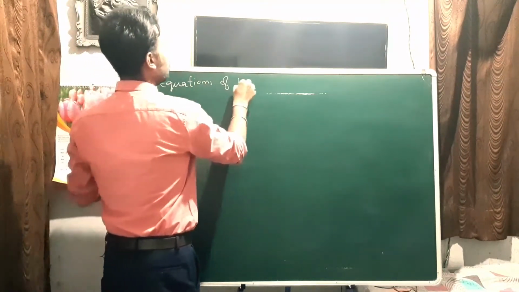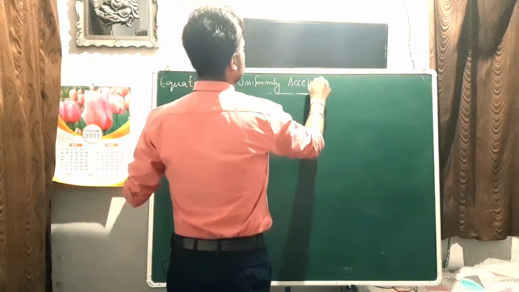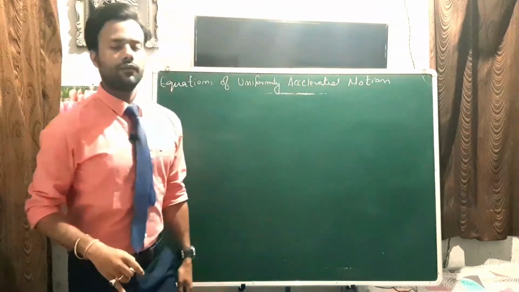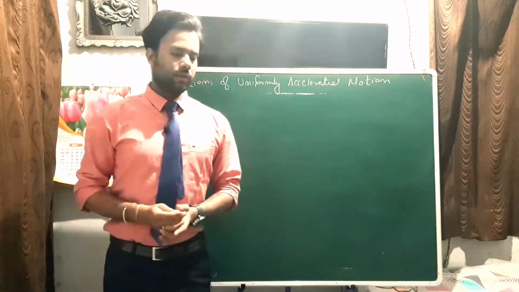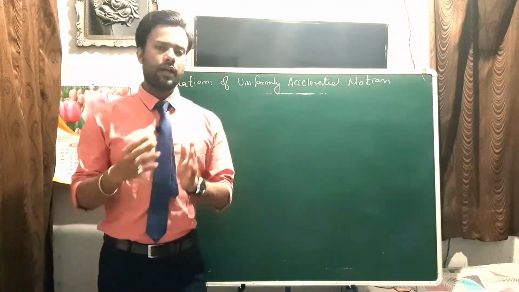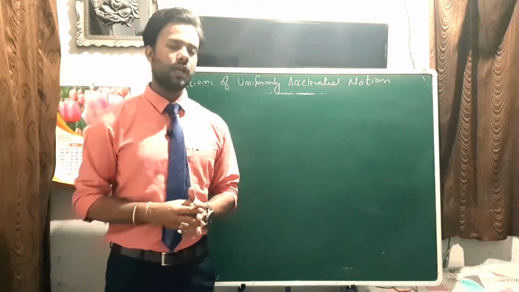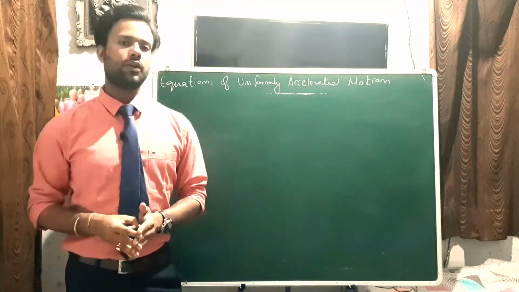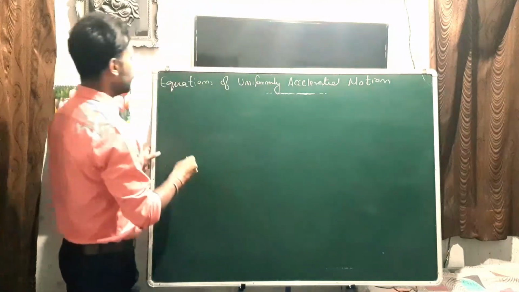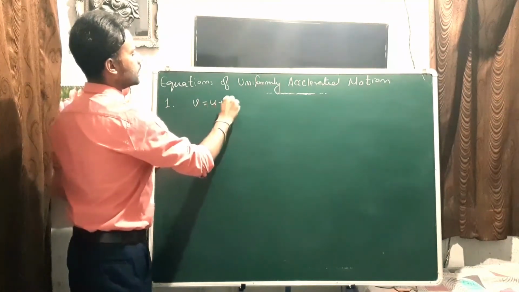Equations of uniformly accelerated motion. We have done these equations in class 9th as well, but the derivation in class 9th is quite different. We derived these equations with the help of graphs, right? But in class 11th, we will not derive these equations with the help of graphs. Instead, we will derive these equations with the help of calculus. So what are the equations? Let's see quickly. The first equation was v equals u plus at.